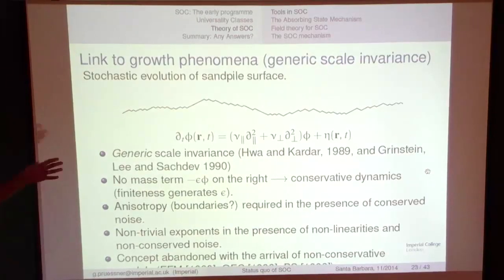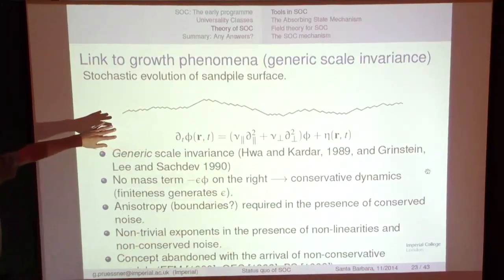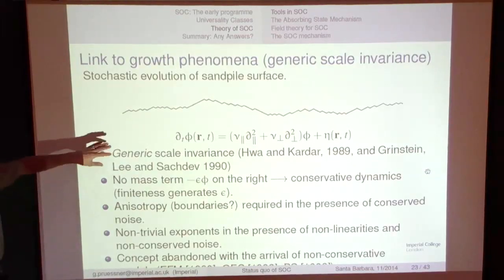And the statements that you can get out of this are very interesting, and I would think this is precisely the right direction to take self-organized criticality. But it took the wrong turn at some point, because when this type of perspective was introduced by Hwa and Kardar, Grinstein, Lee, and Sachdev, they realized that there are also non-conservative models that supposedly display self-organized criticality. And that somehow spoiled the whole story.